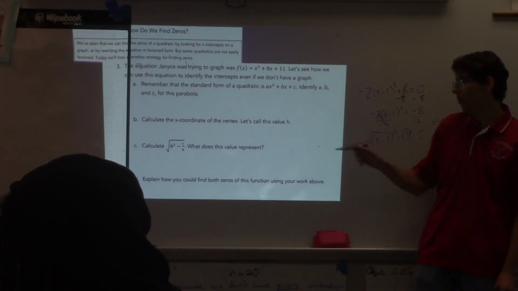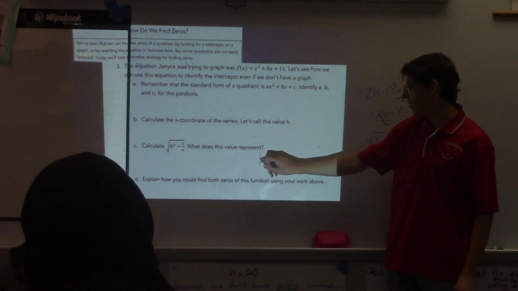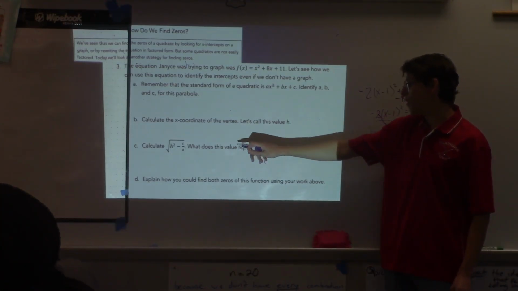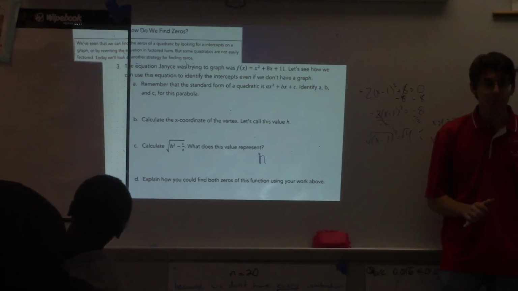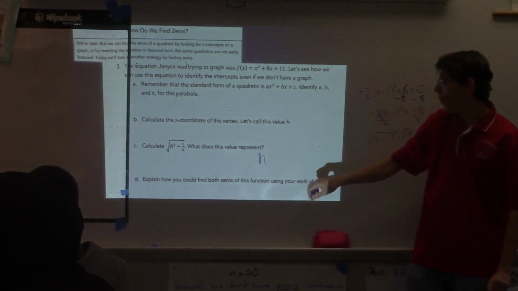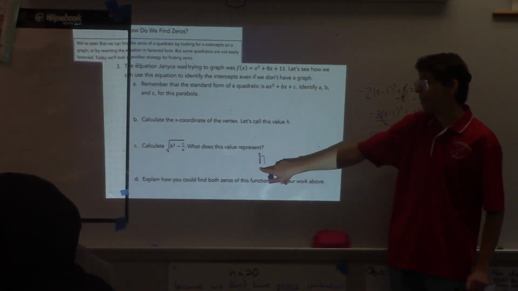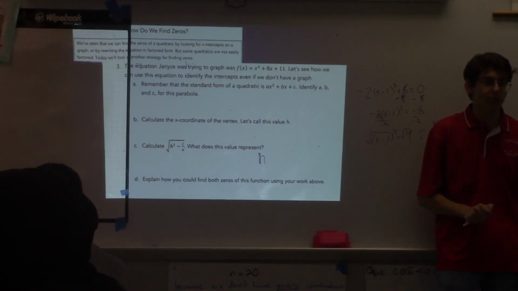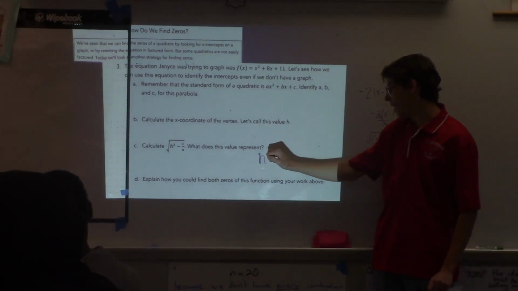What did we have once we took this distance? So we have, remember, h, our vertex. And what did we do with this distance? Well, we do the square root at the end, right? But once we find what the distance is, what did we do with it compared to h? So we took h, we added and subtracted it, right?